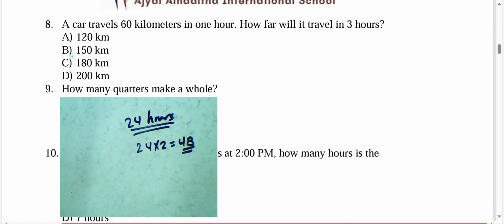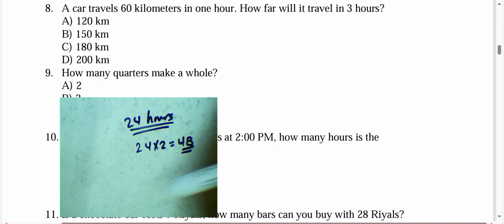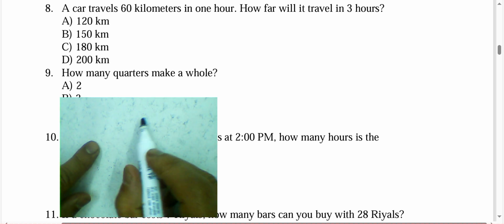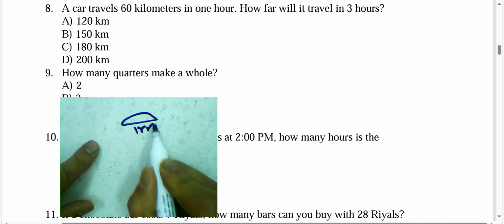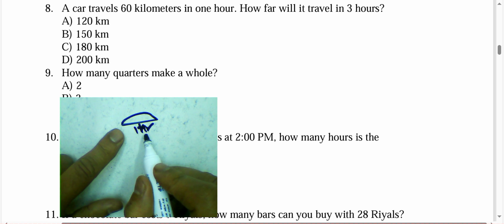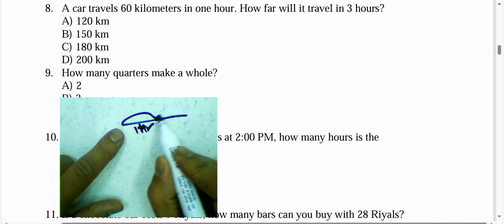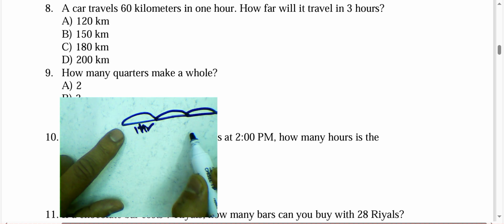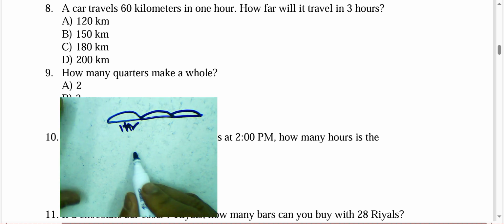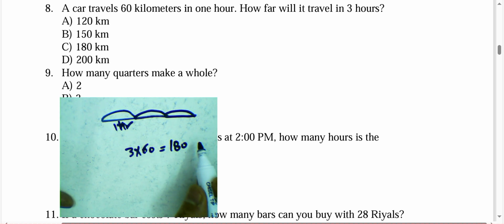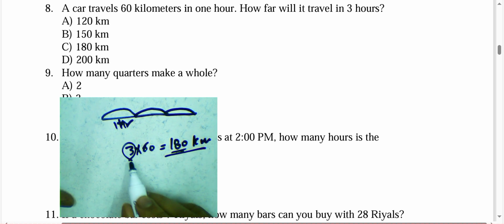Question number 8. A car travels 60 kilometers in 1 hour. How far will it travel in 3 hours? Okay, you tell us that in 1 hour the car travels 60 kilometers. Then we want to find the distance in 3 hours. 1, 2, 3, 3 hours. The result will be 3 times 60, which is 180 kilometers in 3 hours.